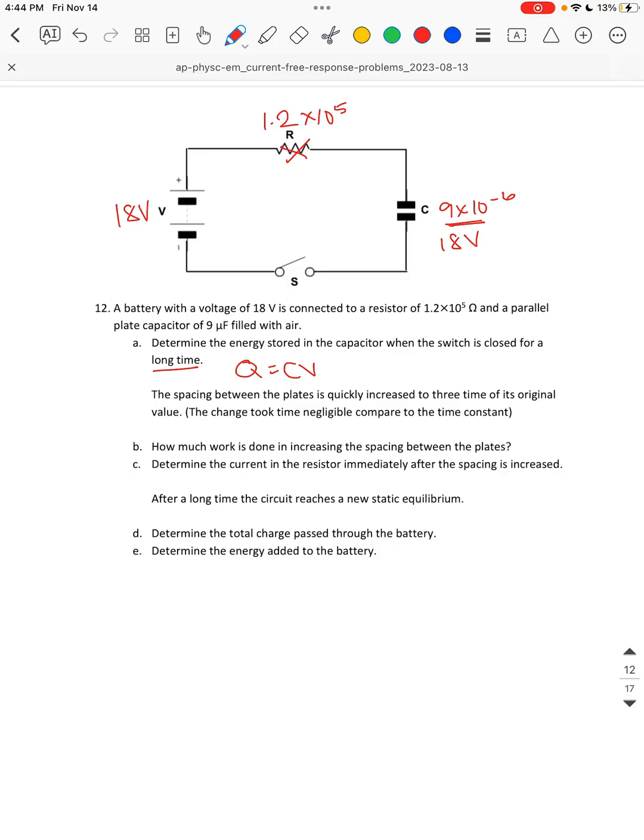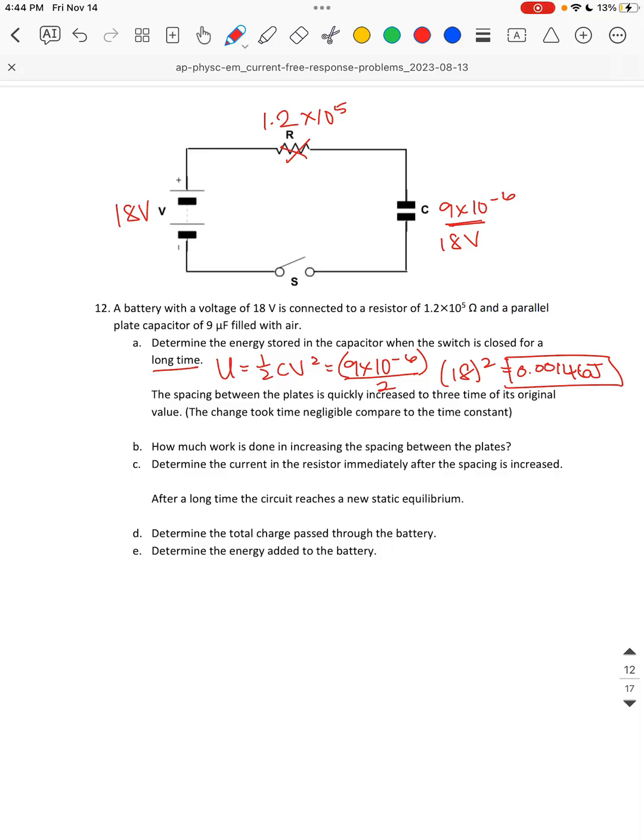So in this case, Q is equal to CV. Oh no, I am trying to solve for the energy. So U is equal to 1/2 CV squared, which is equal to 9 times 10 to the negative 6, divided by 2, and then my voltage is 18 squared. So I get 0.00146 joules.